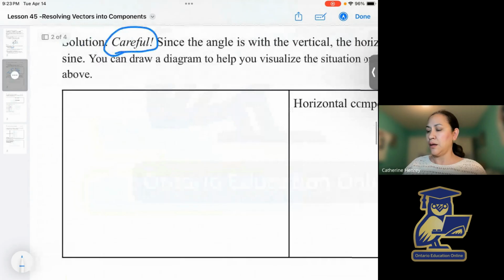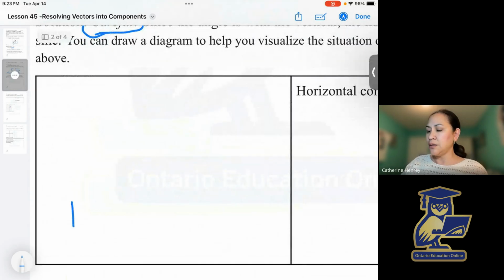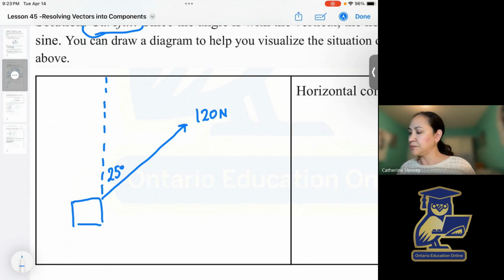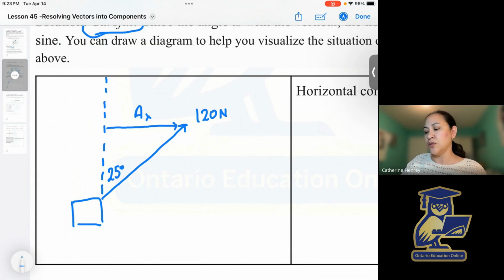So let's draw a diagram. So I have a crate and it's being pulled by a rope with a force of 120 newtons. And this force makes an angle of 25 degrees from the vertical. So the angle in here is 25 degrees. Now, if I want to find the horizontal pulling force, that is going to be right here. And I'm going to call it AX for horizontal.